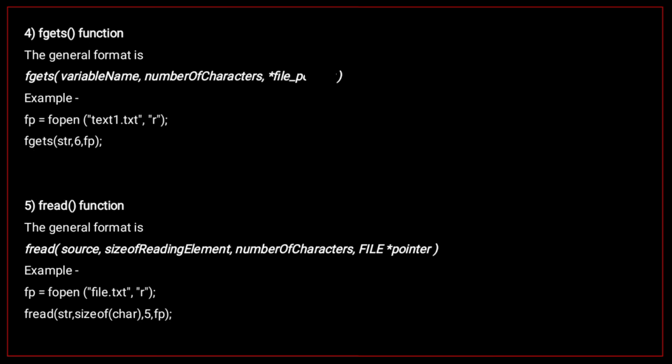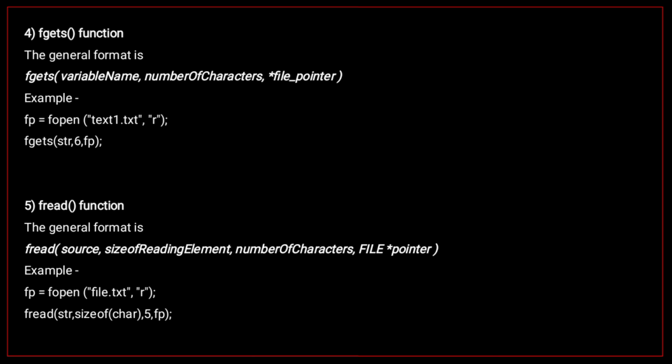Next function is the fgets function. The general format of this function is fgets(variable name, number of characters, FILE *fp). This method is used for reading a set of characters from a file which is opened in reading mode, starting from the current cursor position. The fgets function reading terminates when the null character is read. Now see this example of how to use this function: fp = fopen("text1.txt", "r"); for reading mode, and fgets(str, 6, fp); This is the use of the fgets function.